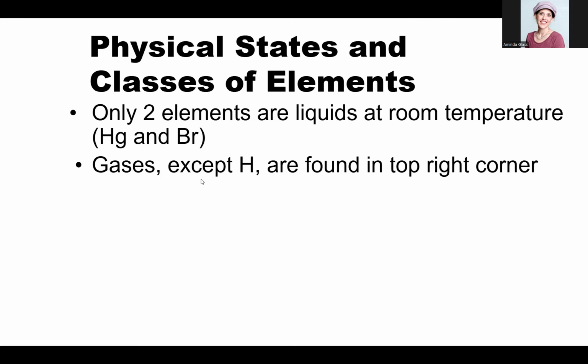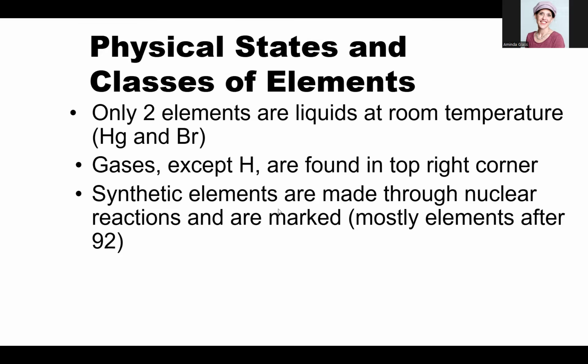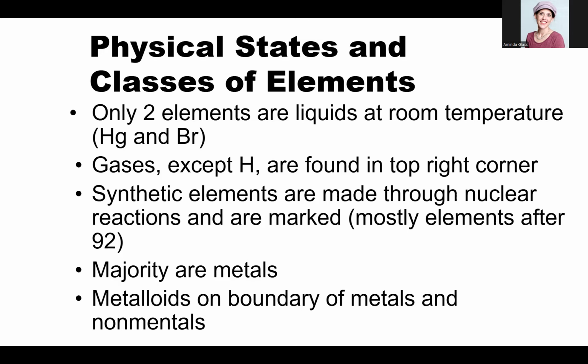So gases, except hydrogen, are found in the top right corner. And synthetic elements are made through nuclear reactions, and they're marked mostly elements after 92. So if we look at the periodic table, you'll see elements that are marked as radioactive or synthetic. The majority of our elements are metals, like 90% of them.